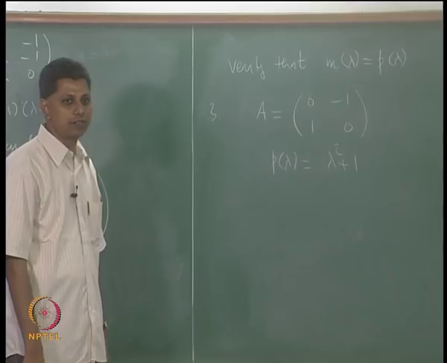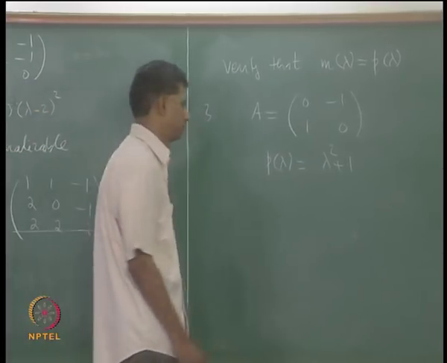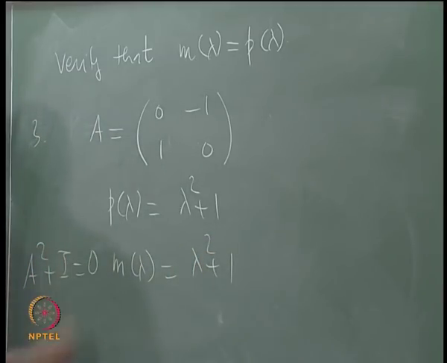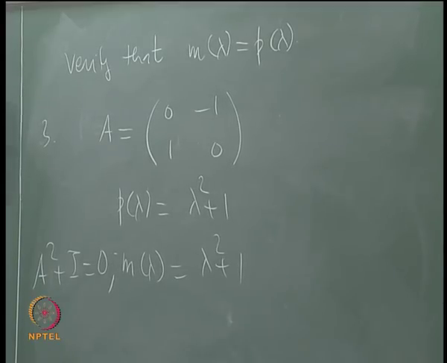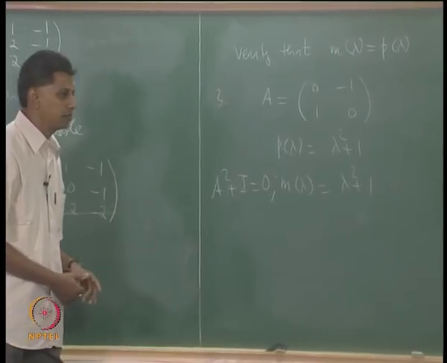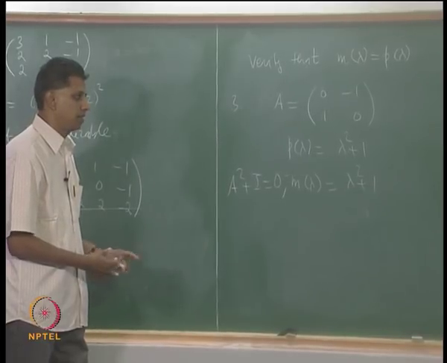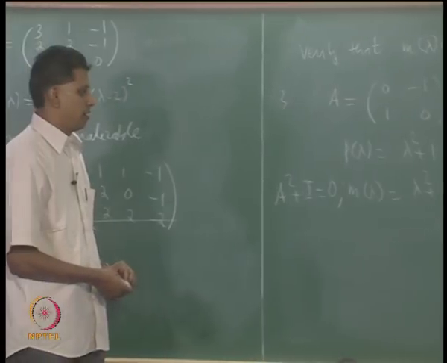The minimal polynomial, if you look at it as a complex matrix, will have to have both these roots. You please also verify that A square plus I equals 0. And so the minimal polynomial in this example is equal to the characteristic polynomial, okay. The minimal polynomial is the characteristic polynomial for the reason that A square plus I is 0 and that both the roots, minus i and plus i, must appear in the minimal polynomial, okay. Okay, probably I will stop here.